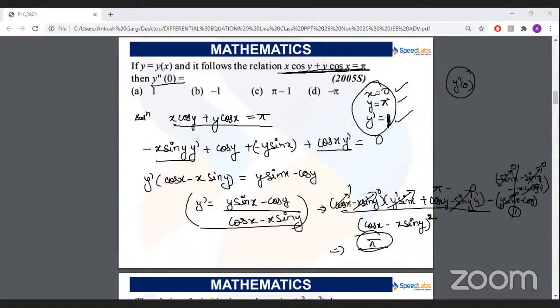I think the answer is correct for this. The answer is pi. This one. I think we are making some mistake over here. Minus sin x minus sin y, okay, and minus x cos y dash. So this will be 0. This term we are getting as 0.